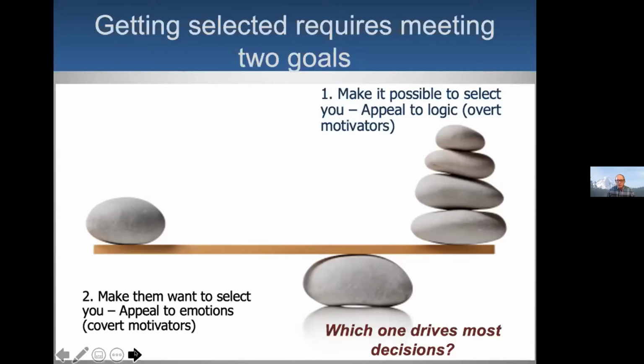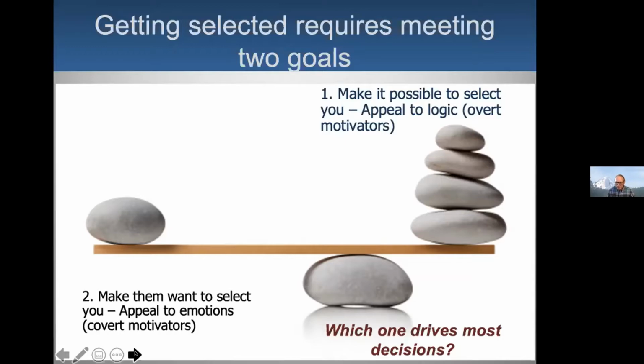So the first one is to make it possible for them to select us. This is to answer the mail and make sure they have all the information they need in order to give us the most points. The other one that we don't tend to be quite as good at is to give them some emotional reason why they should want to select us.